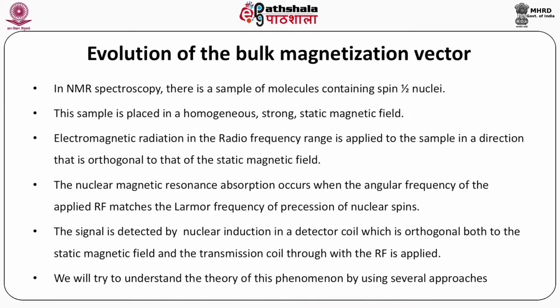The nuclear magnetic resonance absorption occurs when the angular frequency of the applied radio frequency matches the Larmor frequency of precession of nuclear spins. The signal is detected by nuclear induction in a detector coil, which is orthogonal both to the static magnetic field and the transmission coil through which the RF is applied. We will try to understand the theory of this phenomenon by using several approaches.